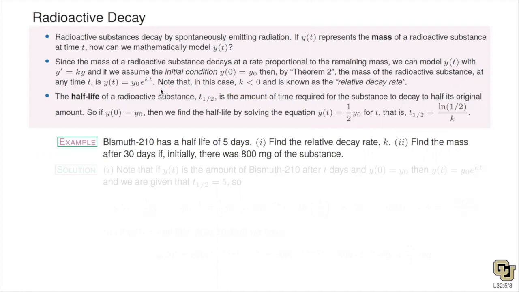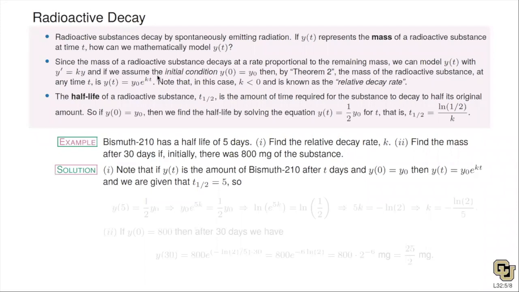So here's an example. The radioactive isotope bismuth 210 has a half-life of 5 days. Don't let this number 210 confuse you. That has nothing to do with the problem. It's just part of the name of bismuth. So it has a half-life of 5 days. So they say find the relative decay rate and find the mass after 30 days if initially there was 800 milligrams of the substance. So here we're modeling the mass of bismuth 210 with the exponential decay model.